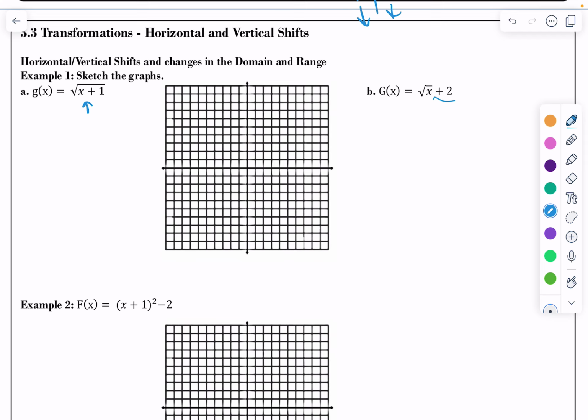So my original parent function for my radical, I almost said square root. Well, we'll call it the same thing, it's basically the same thing. So I start at my origin, at 0, 0, and then I'm continuing on. If I plugged a 1 into this table, I would have 1 plus 1, which is 2. So it's going to be at my value of 2.